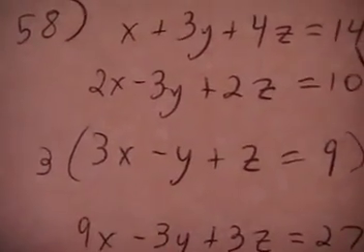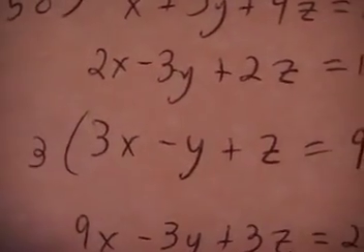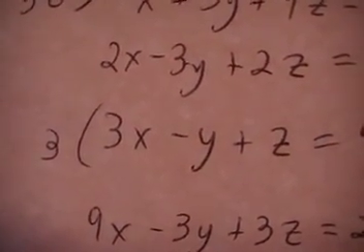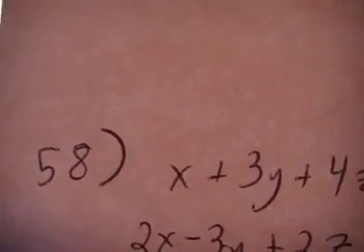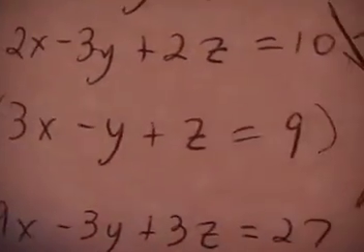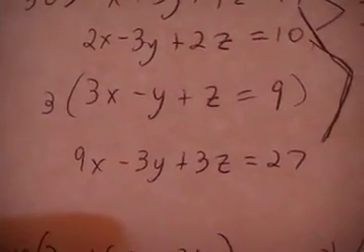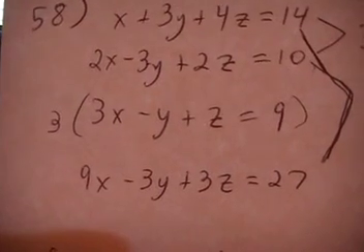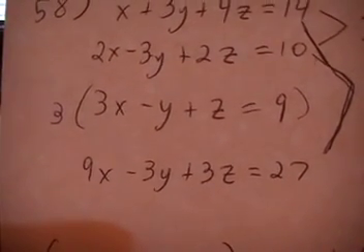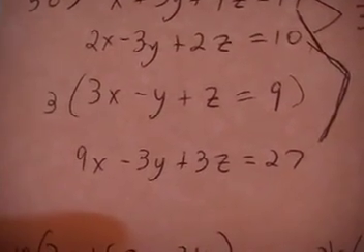So I noticed that the third equation had negative 1y. If I multiply it by 3, it'll be negative 3y, and then it'll be the opposite of the positive 3y. So multiply the third equation by 3. 3 times 3x is 9x. 3 times negative 1 is negative 3y. 3 times z is 3z, and 3 times 9 is 27.